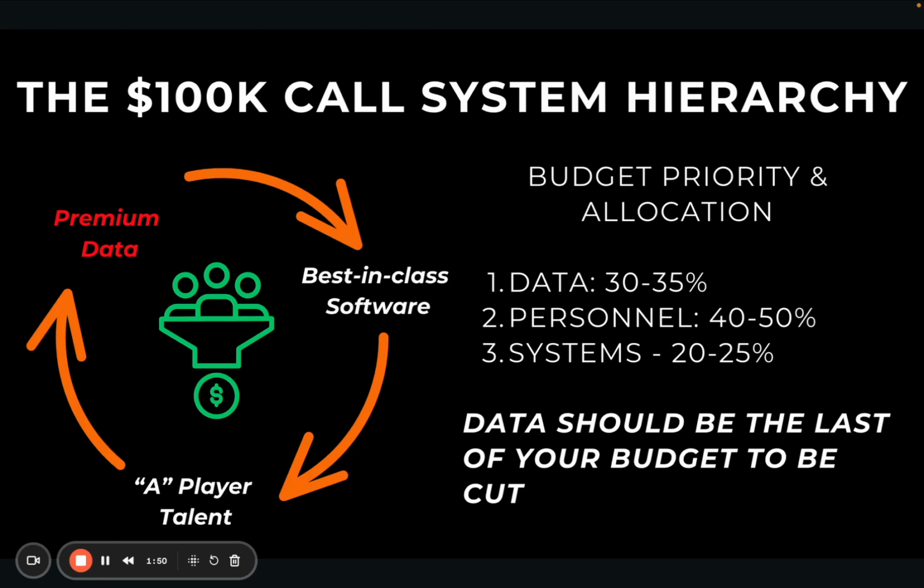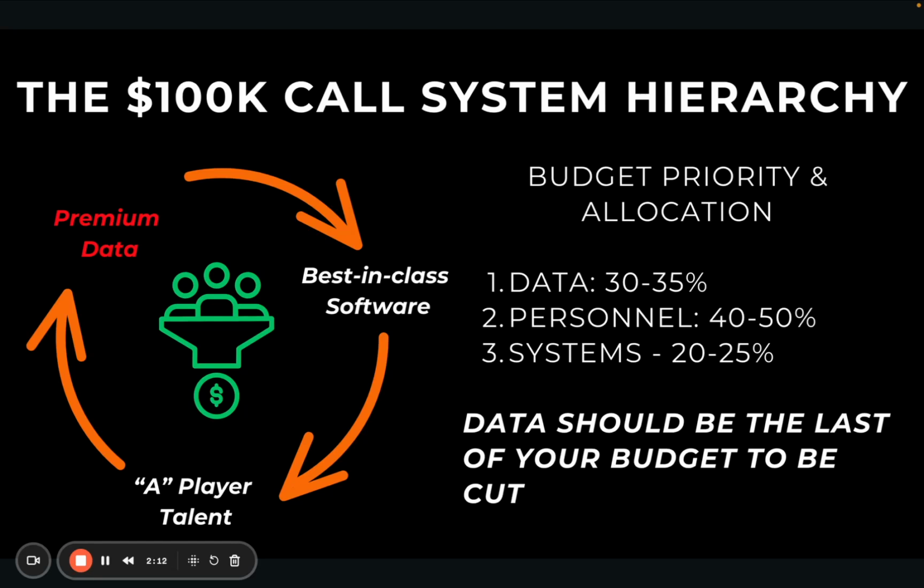So when we look at the 100K call system hierarchy, we talked about this in the introductory video, which is the 3 components that make up our 100K call system. It starts with premium data, goes to best-in-class software, and wraps up with A+ player talent. But today, as I mentioned, we're going to focus on premium data.